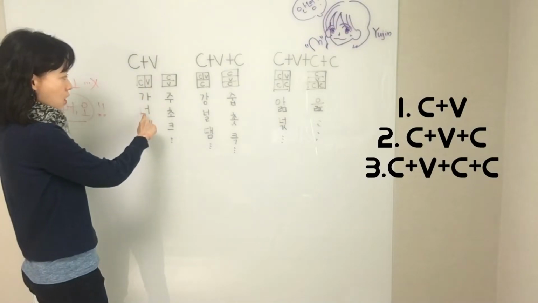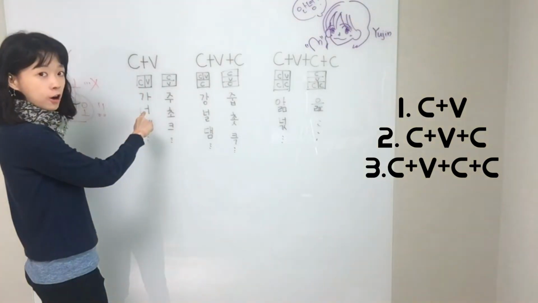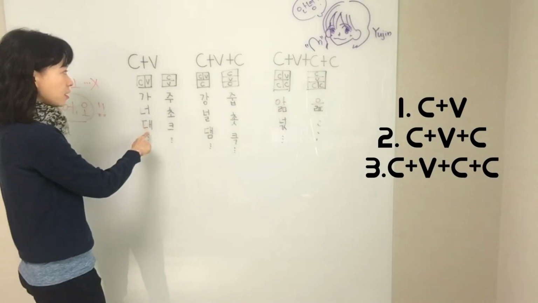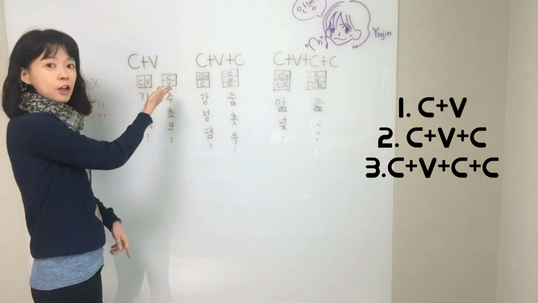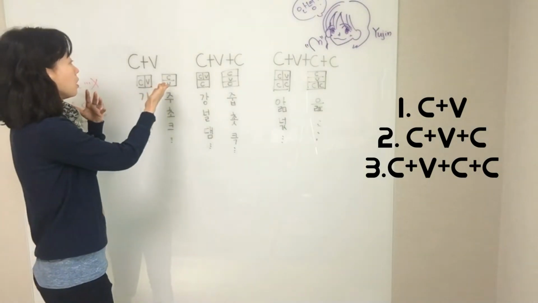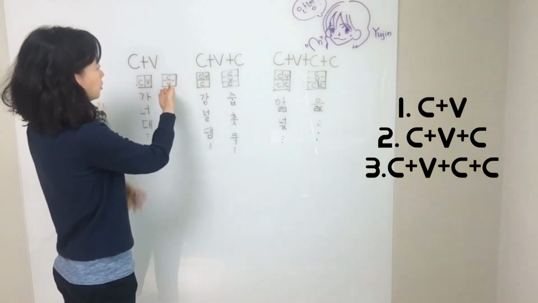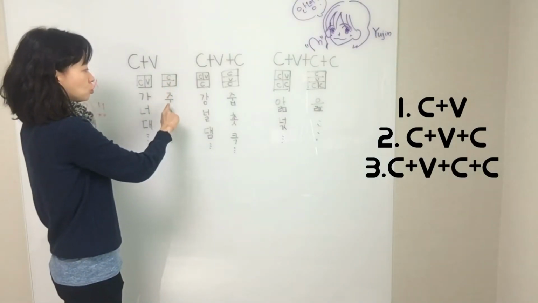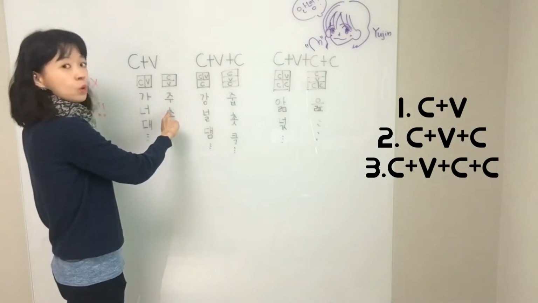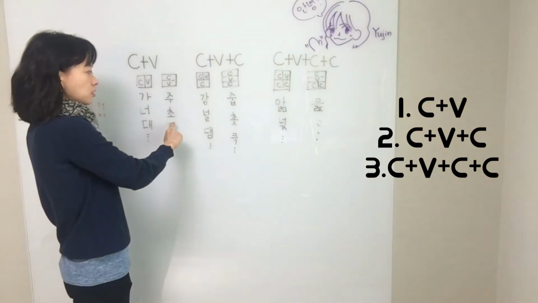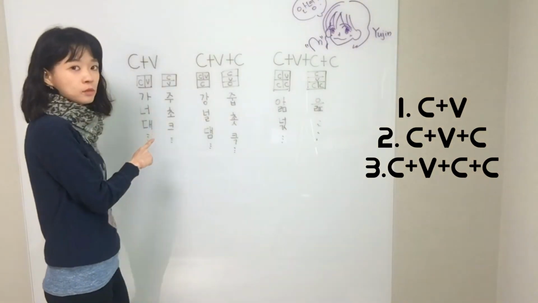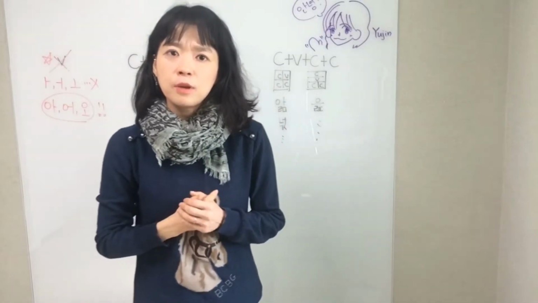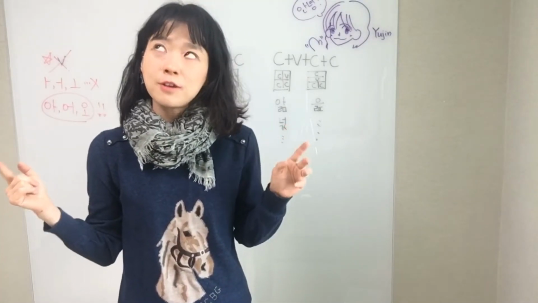느, 너. 드, 에, 대. Or maybe vowels can be written under the consonant like this. 즈, 우, 주. 츠, 오, 초. 크, 으, 크.